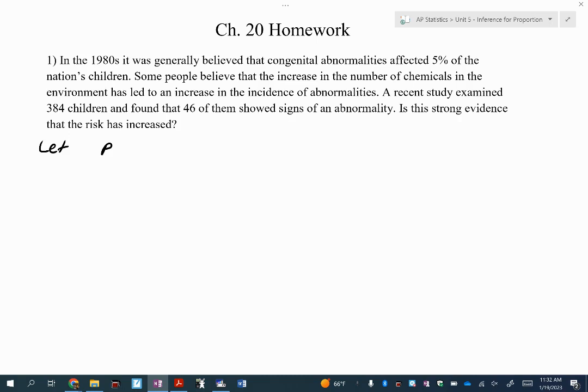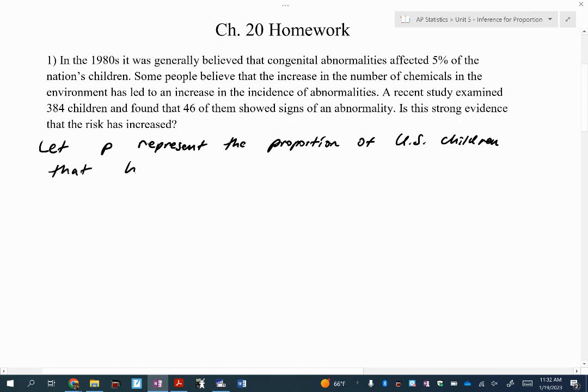And for this case, we're talking about the proportion of children in the United States that have a congenital abnormality. So let P represent the proportion of U.S. children that have a congenital abnormality.